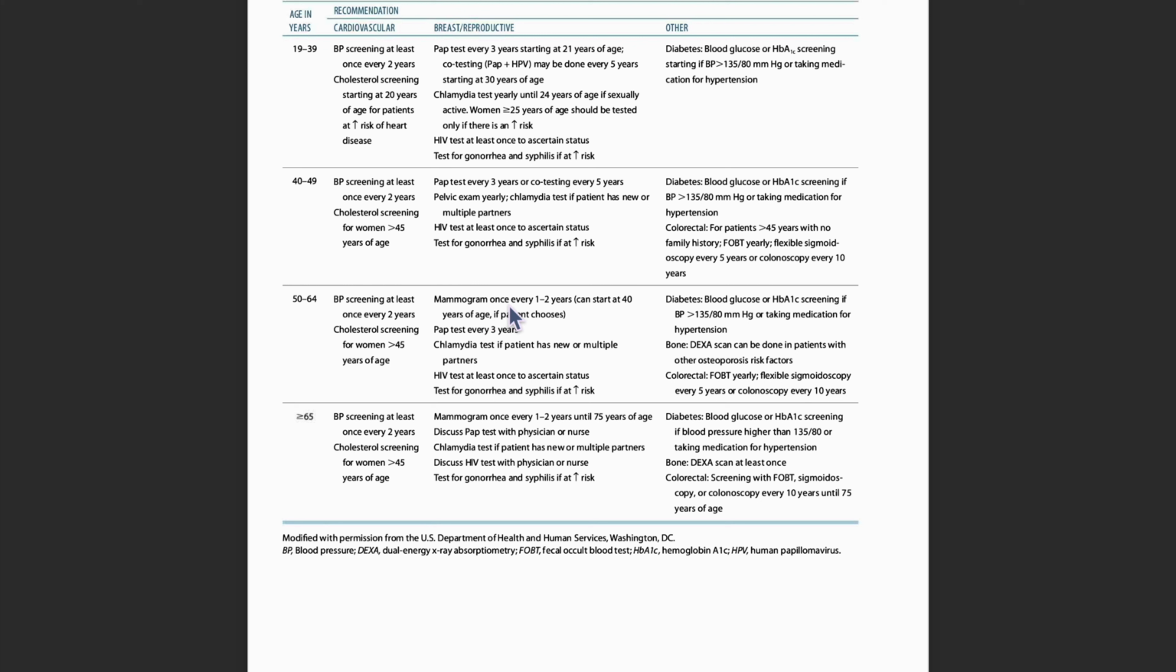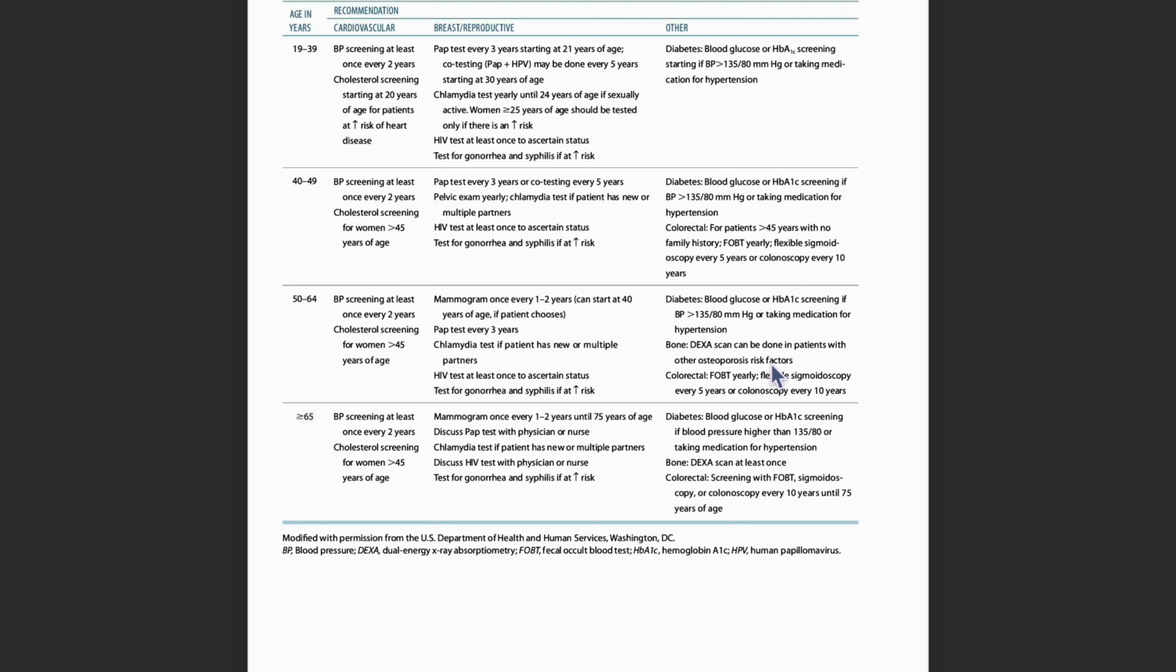Mammogram once every 1 to 2 years, can start at 40 years of age if patient chooses. Pap test every 3 years. Chlamydia test if patient has new or multiple partners. HIV test at least once to ascertain status. Test for gonorrhea and syphilis if at increased risk. Diabetes, blood glucose, or HbA1c screening if BP is more than 135 by 80 mmHg, or taking medication for hypertension.